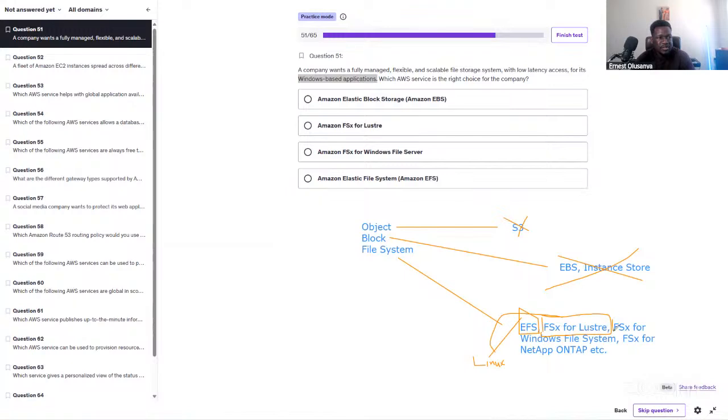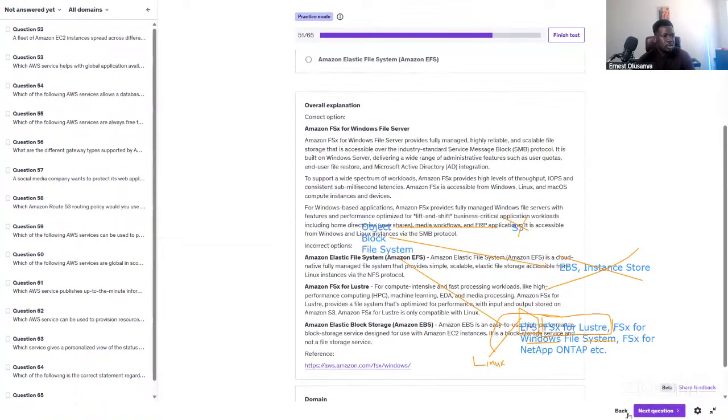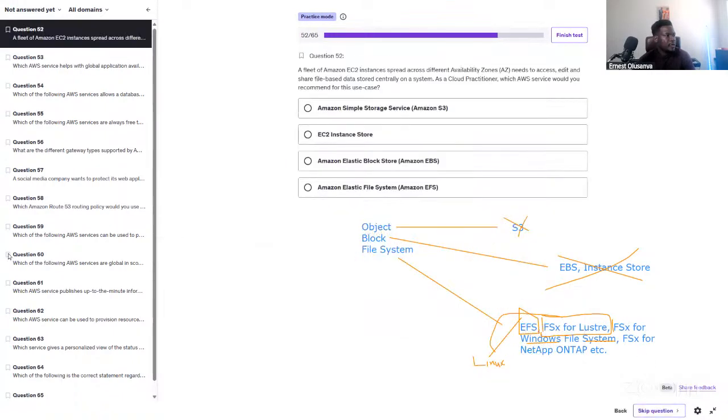But then there is FSx for Windows file system. That is, of course, the correct answer. File server, I beg your pardon. So the correct answer to this question is going to be Windows file server. FSx for Windows file server. If you see Windows-based applications, that's the only one you can choose in all these options. All right, good. Let's proceed to the next question.